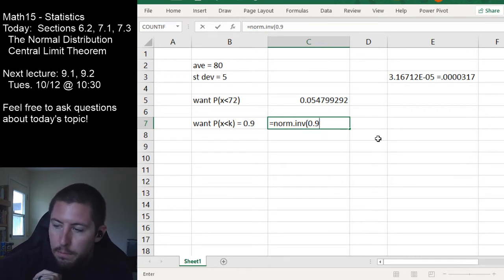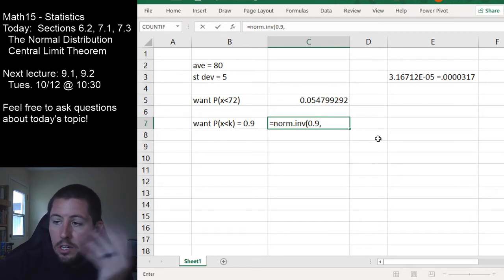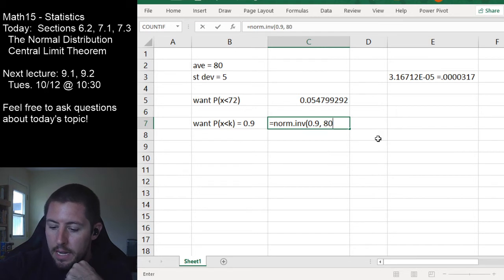So this is where I'll give 0.9 for the probability. And then I just want the mean and standard deviation because we're doing normally distributed stuff. Here our mean is 80. Our standard deviation is 5. And remember, we guessed that we were going to get something. It's really important that we do these guesses here. I know I'm popping back and forth between screens a lot.